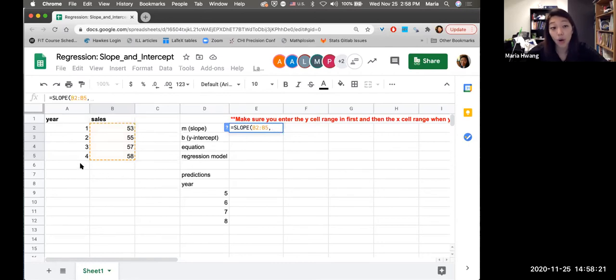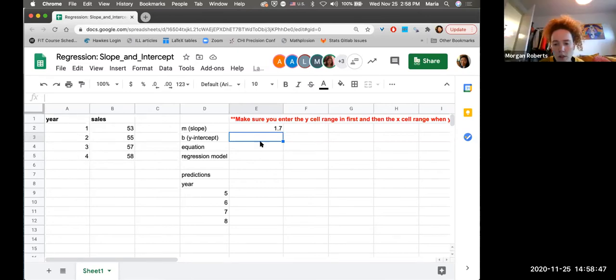So that's the Y part. And then you're going to select the X area. That's going to be something like A2 all the way to A5. Make sure you close the parentheses. Always when you open one, you have to close it, okay? So you hit enter, and then you have the slope like that. That's what we mean by we're not going to do it all by hand, but we are going to let the spreadsheet take care of that for us, okay?